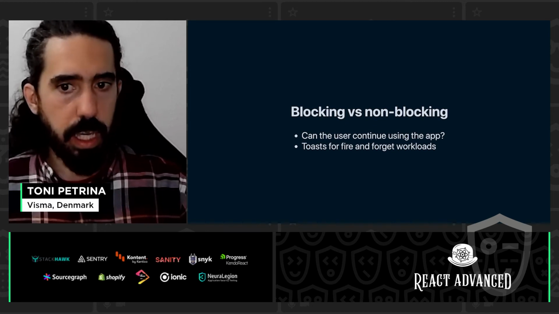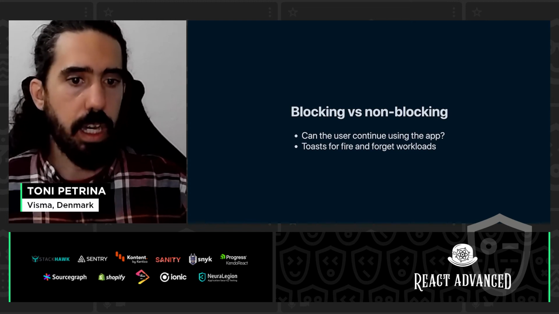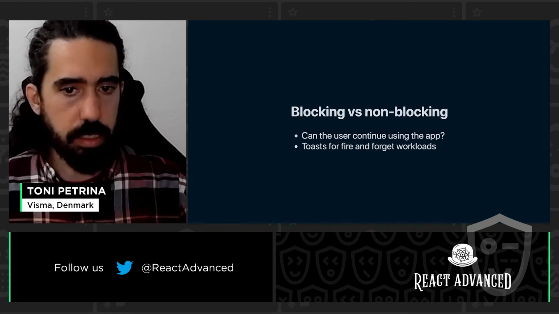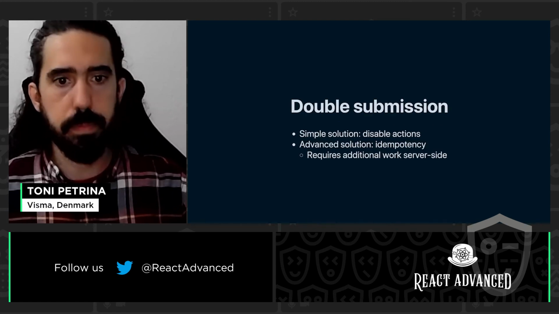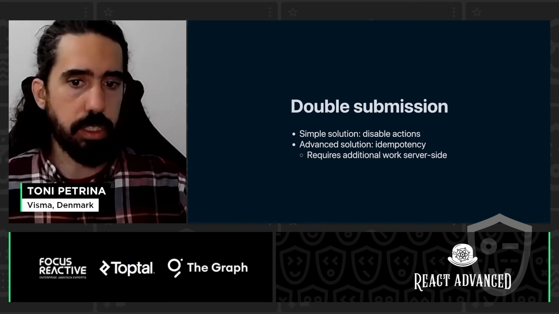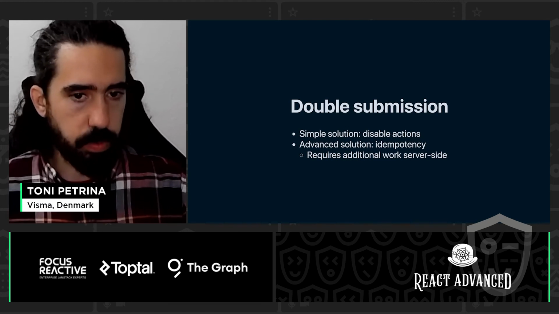There are also non-blocking actions, also called fire and forget. In those cases, we just want to display toasts when the action is complete. Always consider having a notification center or something where the user can look up the previously done actions. In general, we want to prevent double submissions. The simple solution is just to disable the action buttons, so we can't click them twice.